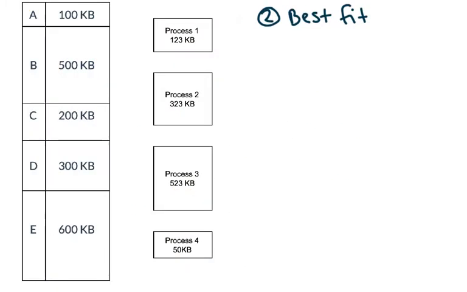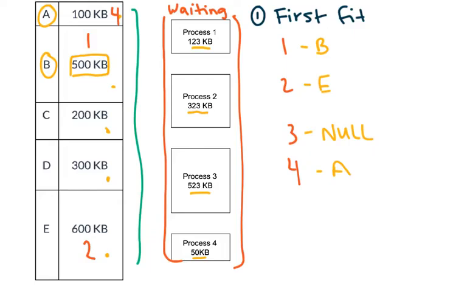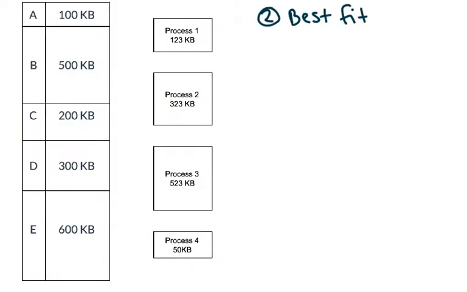So next, let's look at best fit. All right, but let's make one more comment here. With first fit, we have a lot of internal fragmentation, right? For process 1, it's only 123 kilobytes, so there's actually a lot of space in B that's not being used. So 1 would really be just down here. This is an issue, but we'll come back to it.